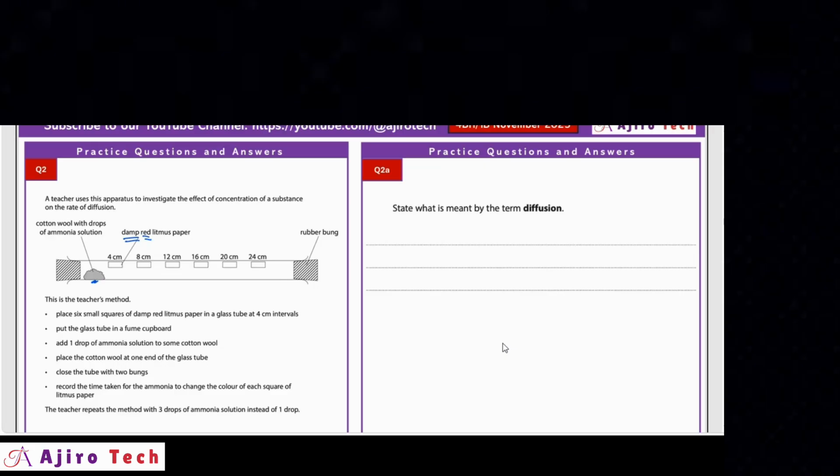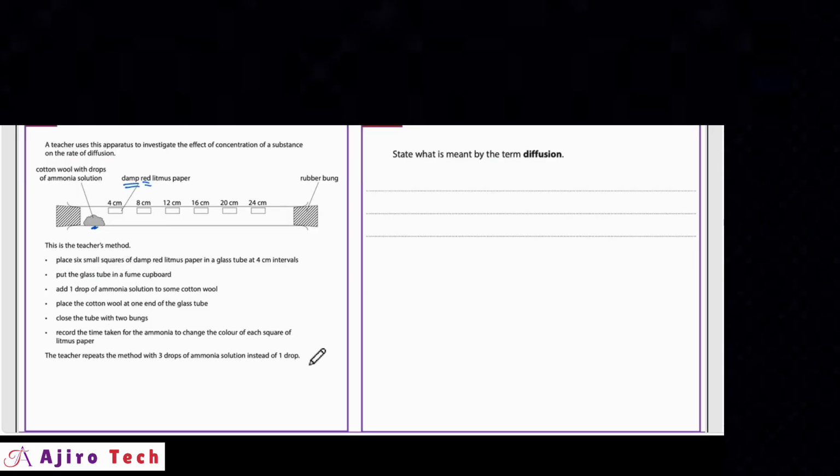Okay. Now, this is the teacher's method. Let's look at how the teacher carried out that investigation. So, step 1, place 6 small squares of damp red paper in a glass tube at 4 centimeters. Put the glass tube in a fume cupboard. Fume cupboard. What's a fume cupboard? Something that we need to understand.